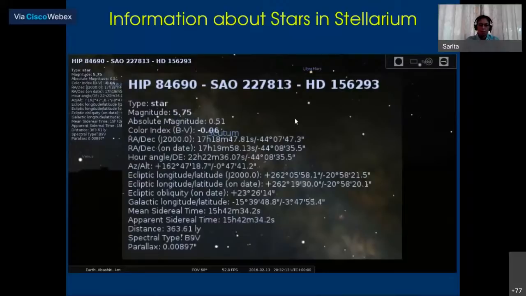That is, light from this star to us takes 363 years. So today, if I'm seeing the star, what I am seeing now is what it looked like 363 years earlier.